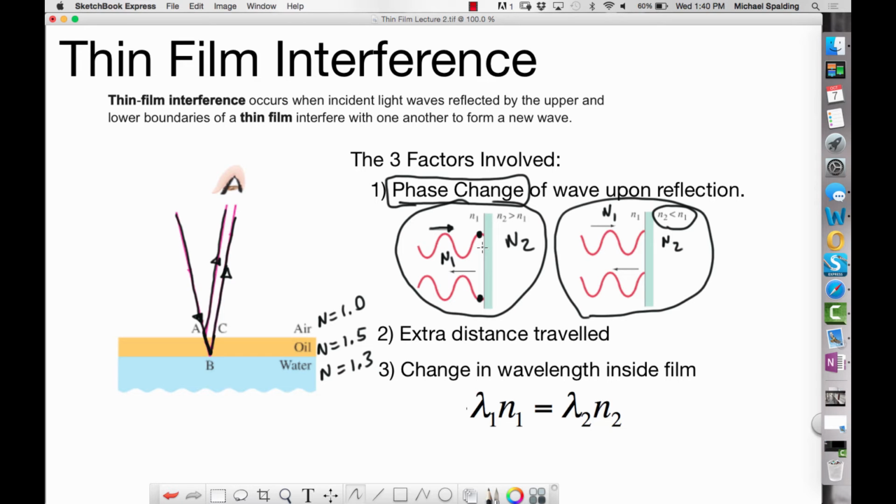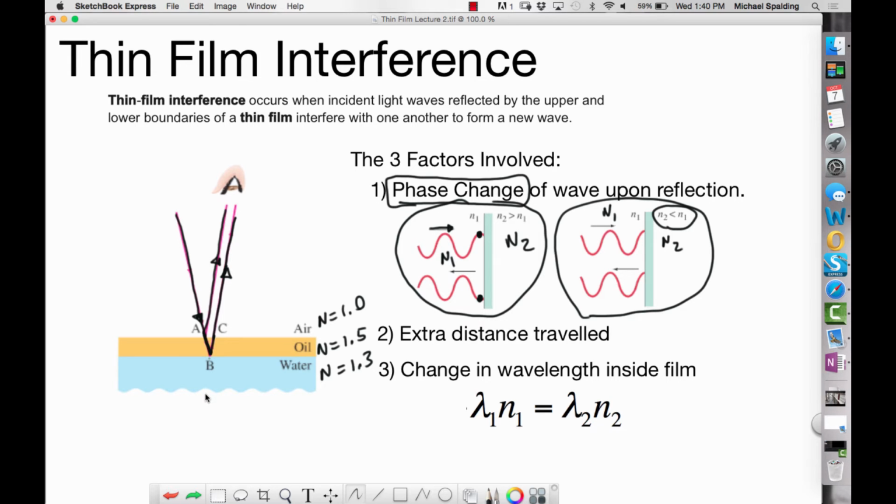Wait, sorry, I just had a question. Why doesn't the light penetrate the water? It probably does. They just didn't show that. It probably refracts into the water as well. Yep. Can you explain that in terms of the oil and water? Yeah, that's what we're going to do.